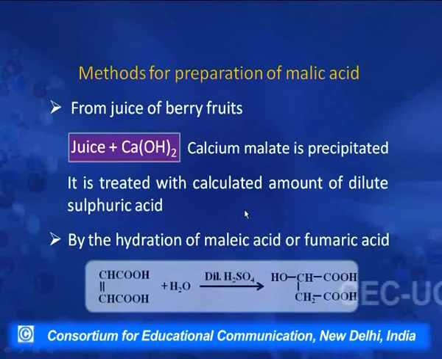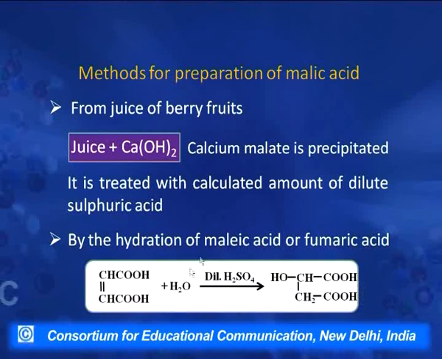We have discussed earlier that maleic and fumaric acid are the geometrical isomers. These are the acids with a carbon-carbon double bond here. The cis isomer is called maleic acid and the trans isomer is fumaric acid. When a water molecule is added across this double bond in presence of acid, we will get malic acid.